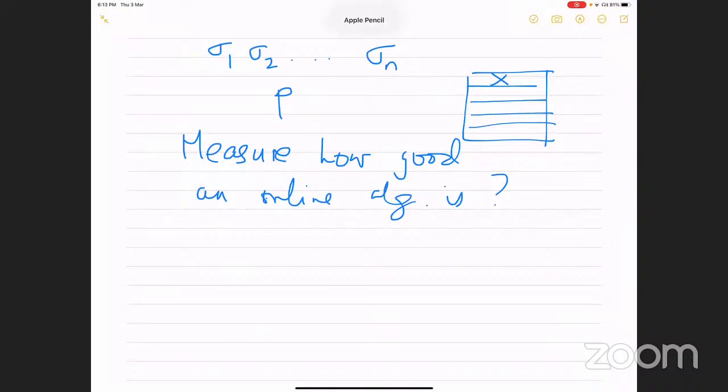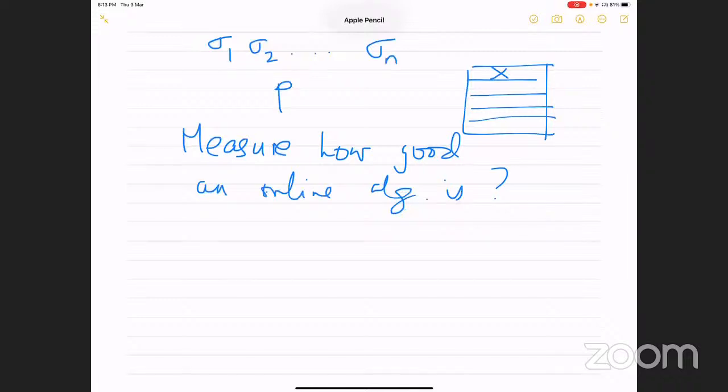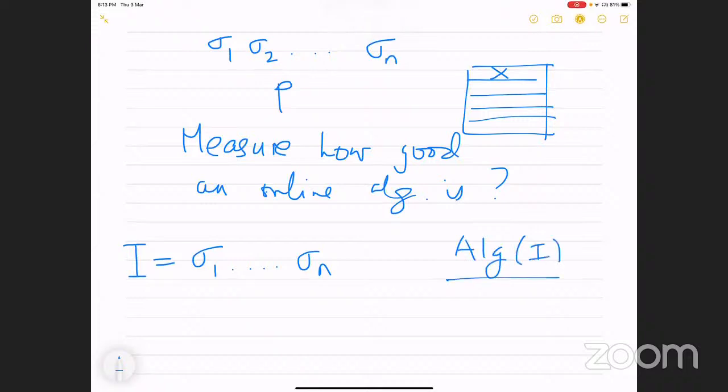So let's say you are given some input, sigma 1 up to sigma n, and let's call this input I. You look at the ratio of the cost of the algorithm on the input I over the optimal solution over I. Optimal means something which knew the entire sequence sigma 1 up to sigma n. So this would be the farthest in future, and then you take the maximum over all inputs I.